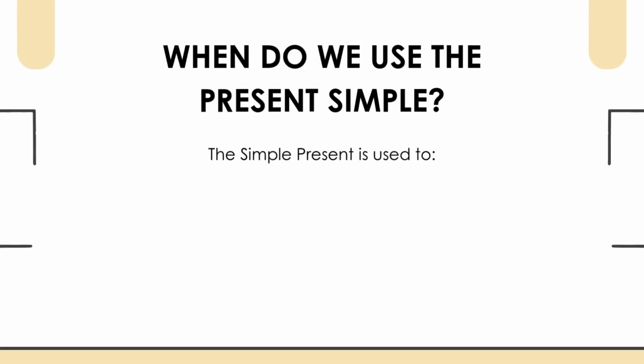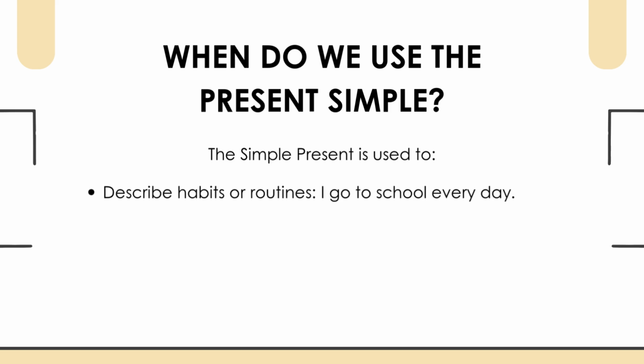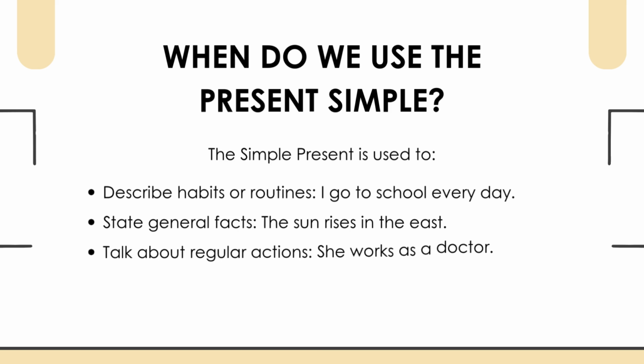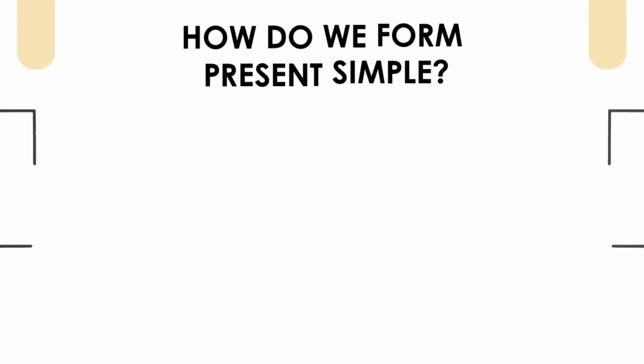So when do we use the present simple tense? It's simple. There are three main situations. One, to describe habits or routines, things we do regularly, like I go to school every day. Two, to state general facts that are always true, such as the sun rises in the east. Three, to talk about regular actions or occupations. For example, she works as a doctor. This tense is perfect for expressing what's consistent or true in your life or the world around you.